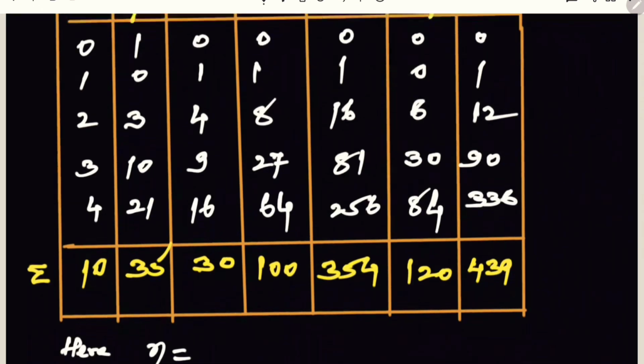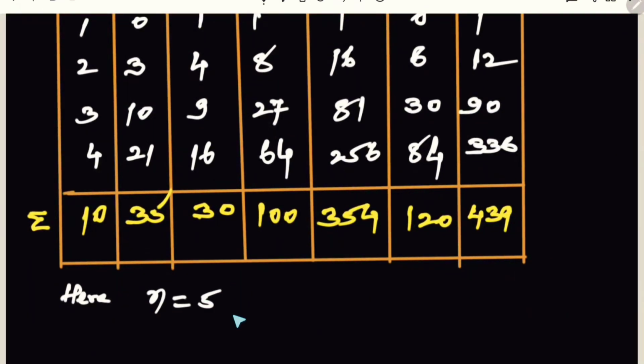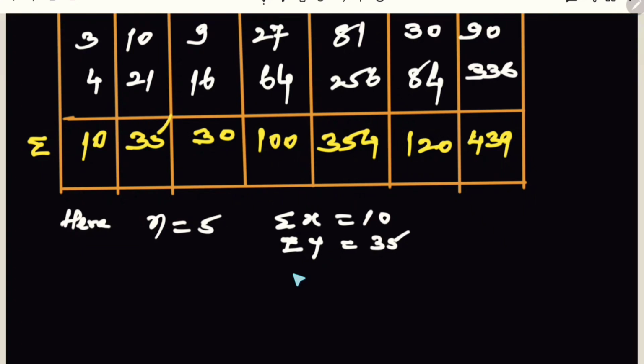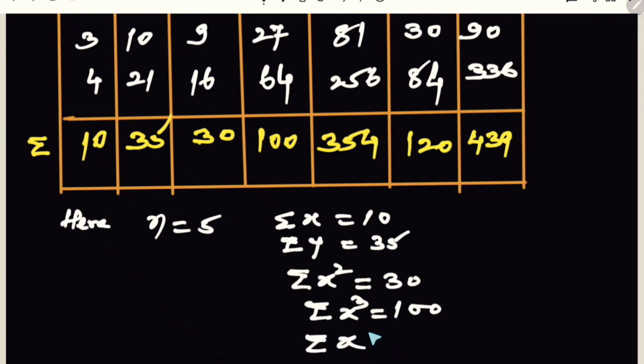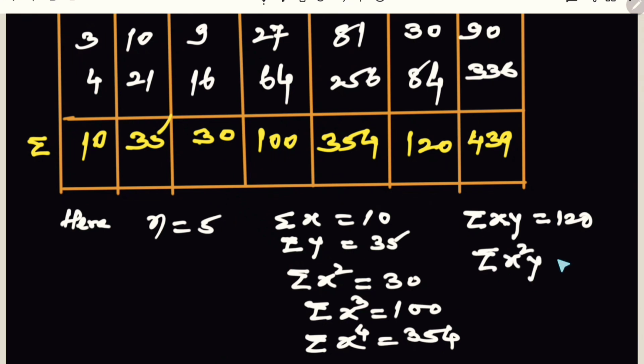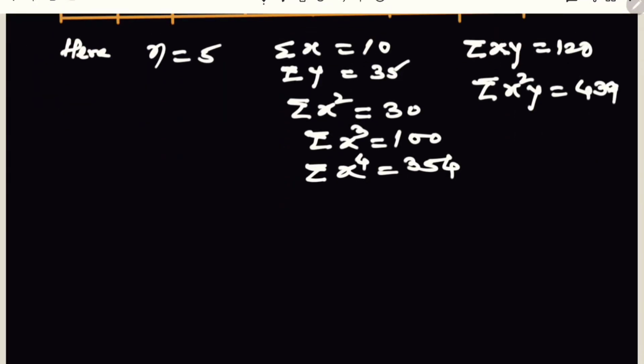Therefore, make the small correction. And then we summarize all the points. N is equal to 5, the total number of points. Summation of x is 10. Summation of y is 35. Summation of x square is 30. Summation of x cube is 100. Summation of x raised to 4 is 354. Summation of xy is 120. And summation of x square y is 438. Make the small correction.